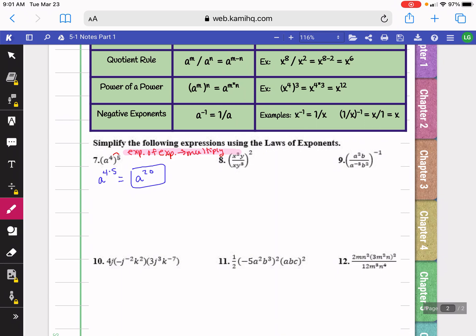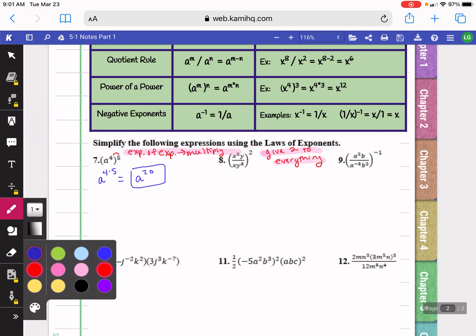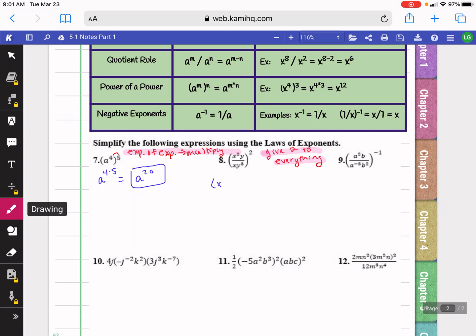In the next one, we also have a power of a power, but here we're going to give it out to everything. So it's like we're giving everything the power of 2. So I have x squared, and I'm giving it the 2. I have y, I'm giving it the 2. On the denominator, I have x, I'm giving it the 2. I have y cubed, and I'm giving it the 2.